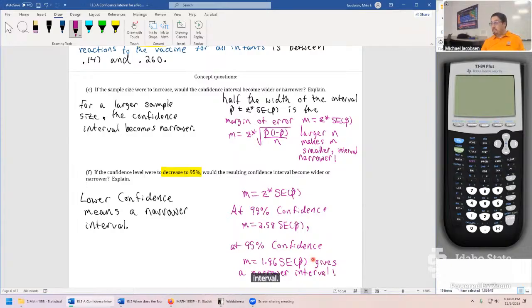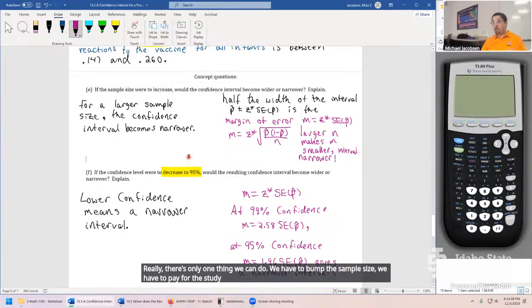which deserves an exclamation because, again, that's a concern, because it's a conflict of what we want. We actually want higher confidence and a narrower interval at the same time. So decreasing the confidence to get to the narrower interval is not the way to go. To make the interval narrow, really there's only one thing we can do. We have to bump the sample size. We have to pay for the study, and sometimes we have to pay a lot of money for that narrower confidence interval.